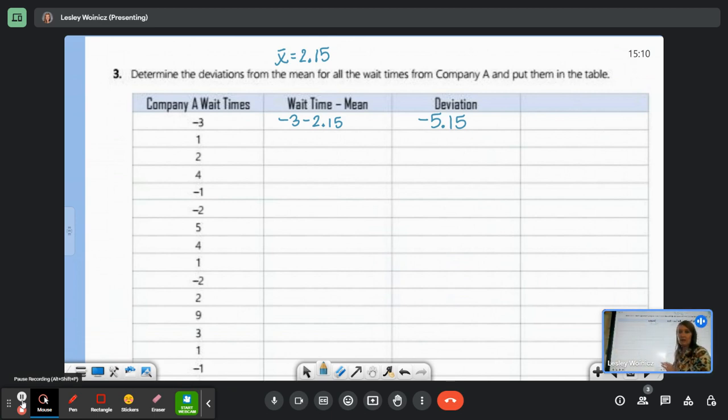Okay, we're finding the deviations for each of these by subtracting the mean, which was 2.15, from the wait time. The mean is always going to be the second number, the one that we're subtracting. So just be careful. I'm not going to write that out every single time.